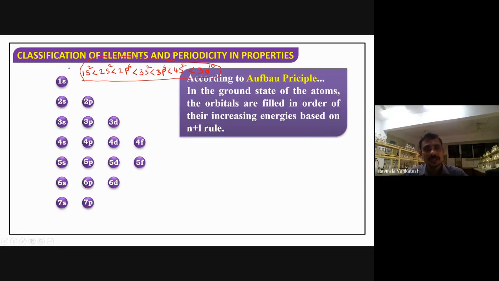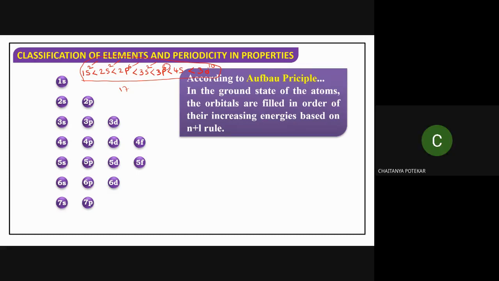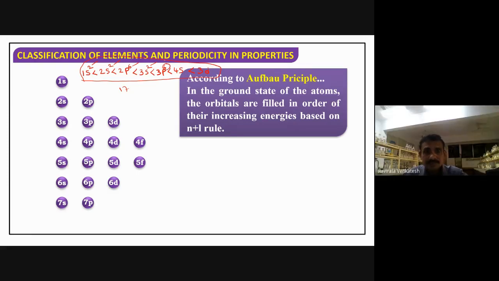So if the atomic number given is 17, you have to fill 2, 2, 6, completed 10. Now again 2, 12. Here how many do you have to fill now? 5. We need to fill 5, right? Because 6 plus 2 is 8, 8 plus 2 is 10, 10 plus 2 is 12, 12 plus 5 is 17. Like that, we will get the electronic configuration.